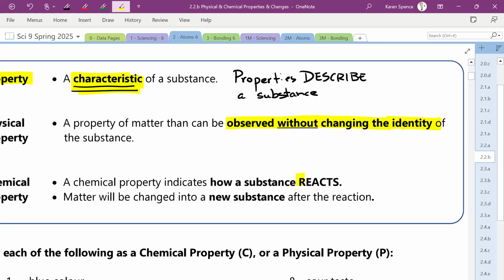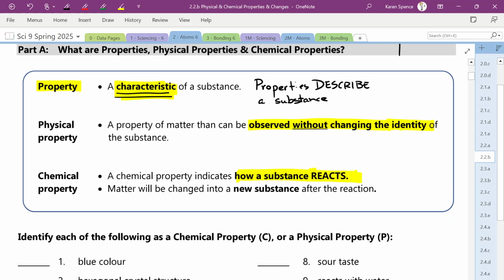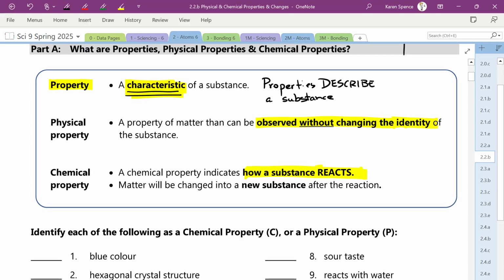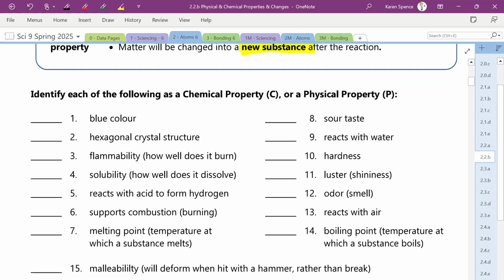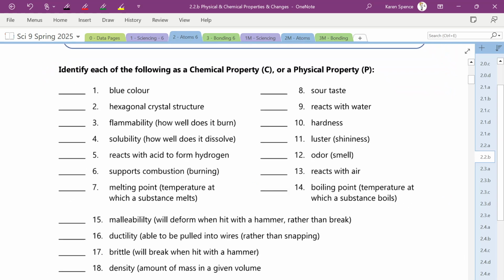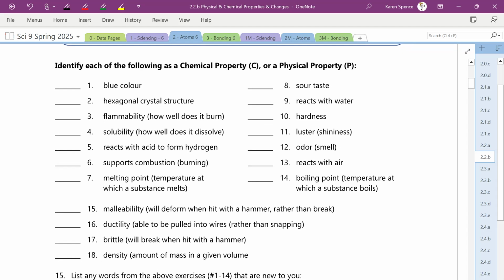So you can say, what temperature does water boil at? That's a property. That's a physical property because you're still keeping it water. If you are looking at a chemical property, that's going to be when it changes into a new substance. So what I'd like you to do is go through this list and decide which of these are chemical properties and which are physical properties.